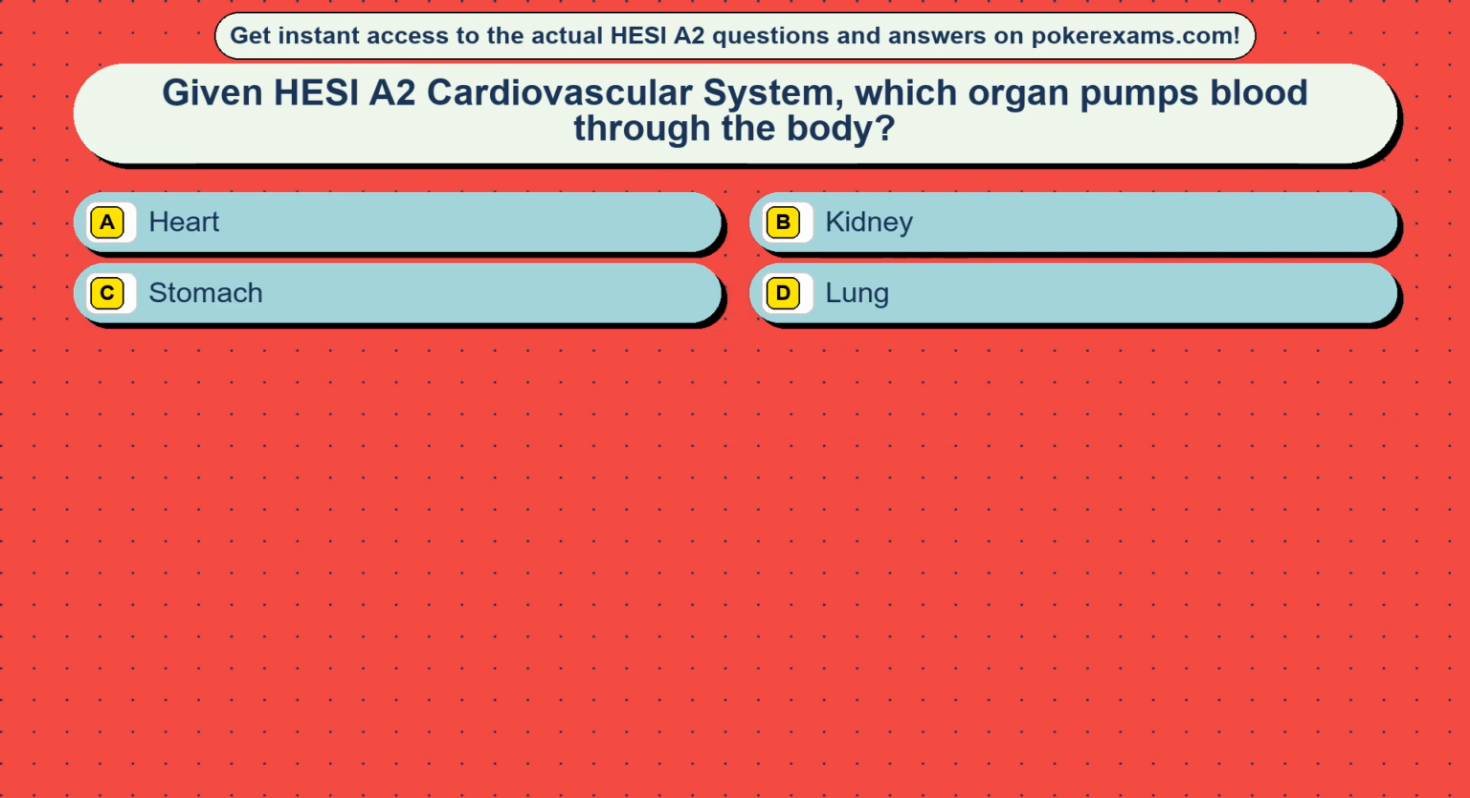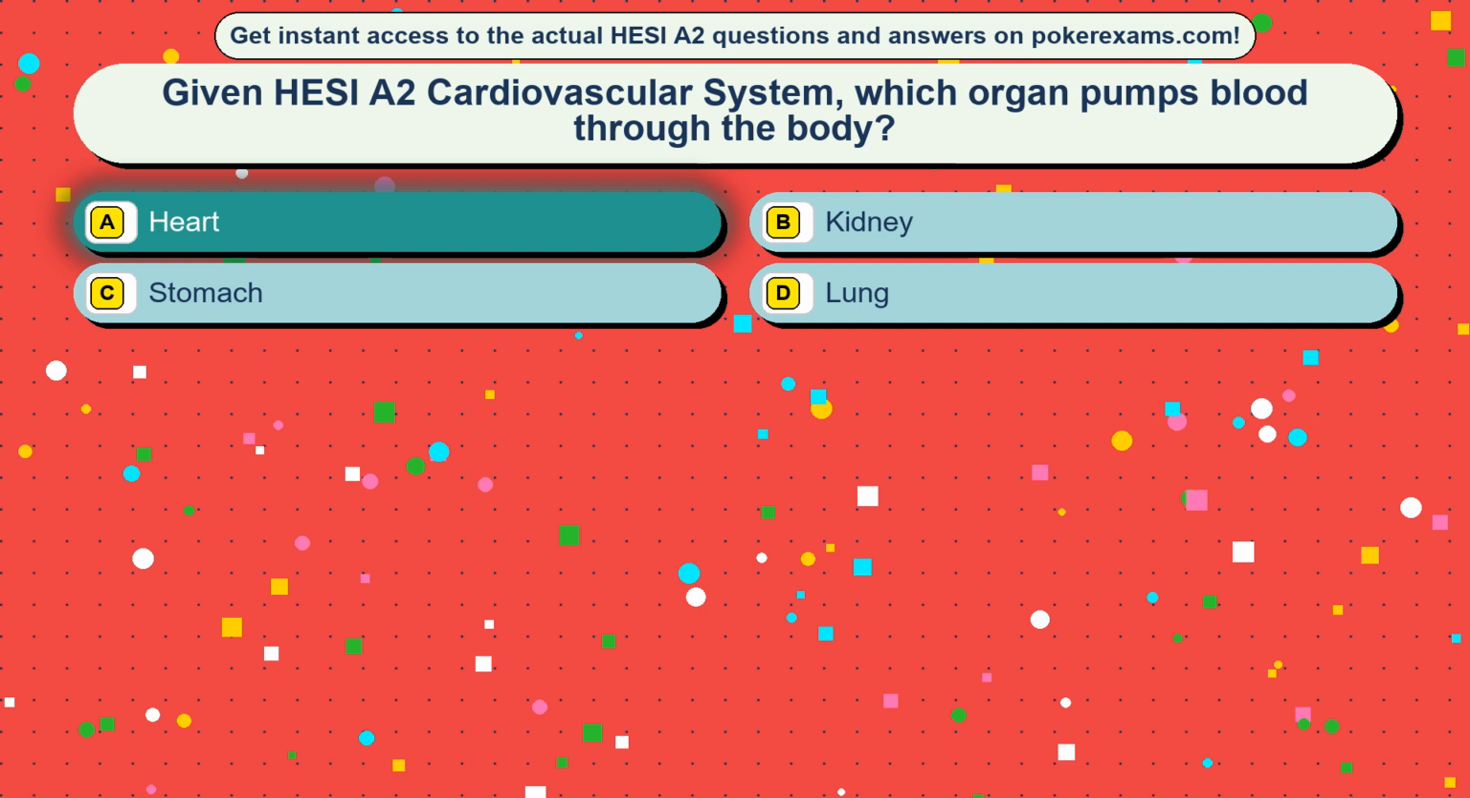Question 18. Given HESI A2 cardiovascular system, which organ pumps blood through the body? Option A, heart. Option B, kidney. Option C, stomach. Option D, lung. The correct answer is option A, heart.